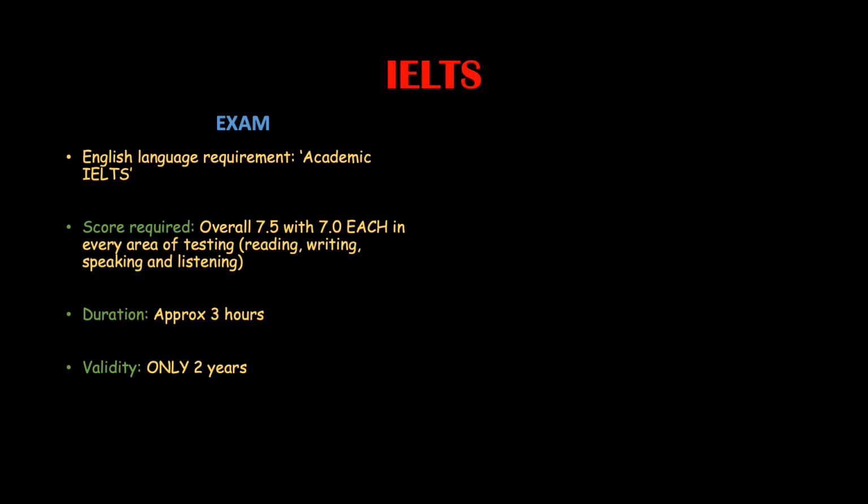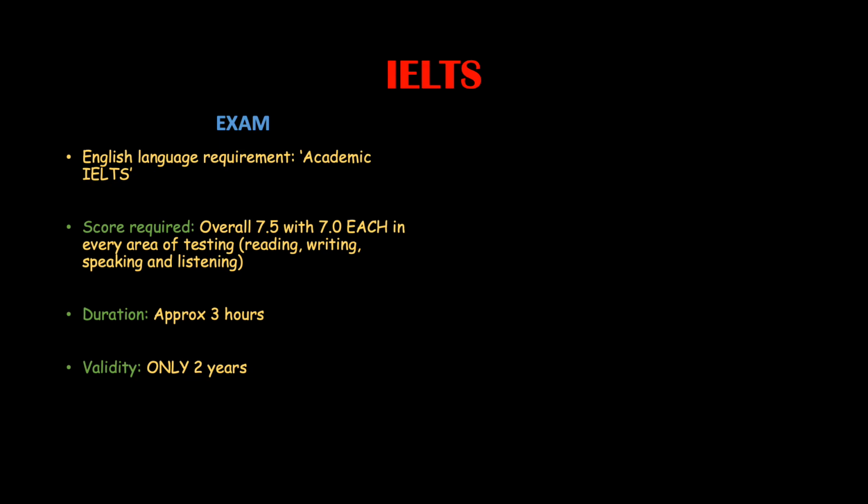Now the score required is an overall 7.5 with 7.0 in each area of testing, which means that you cannot score less than 7 in any of the sections and then try to compensate in another section and get an overall 7.5. The deal is that you get an overall 7.5 with 7 in each area of testing. The exam is around 3 hours long, and the validity is only for 2 years. So even though your English won't expire, unfortunately the certificate will.